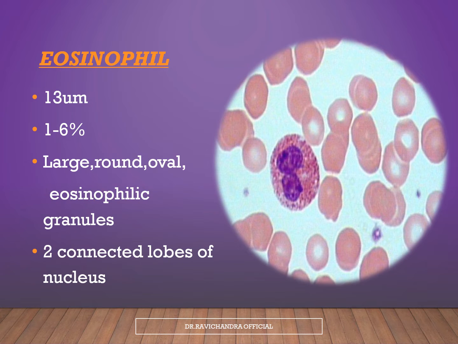Coming to the eosinophil, it ranges around 1 to 6% of the WBCs, and its size is around 13 microns. There will be large, round, oval coarse red or coarse orange eosinophilic granules, which are the characteristic feature of an eosinophil. There will be a nucleus with two connected lobes looking like a spectacle shape.